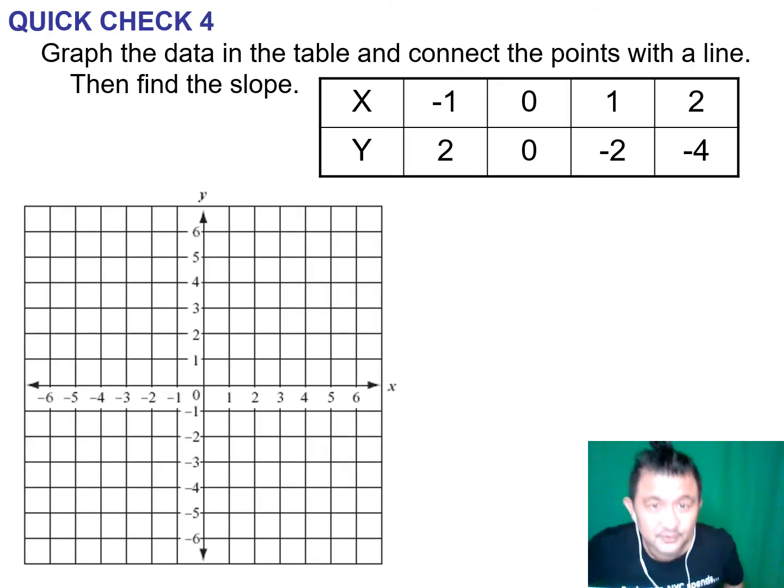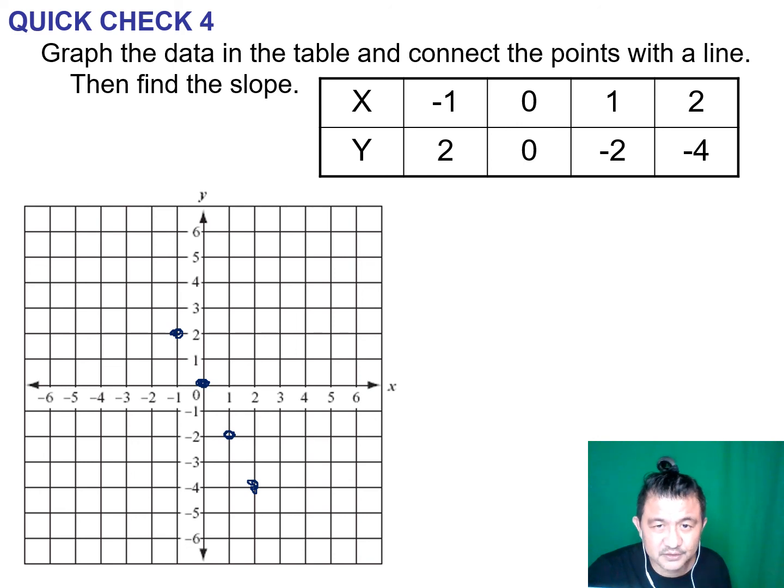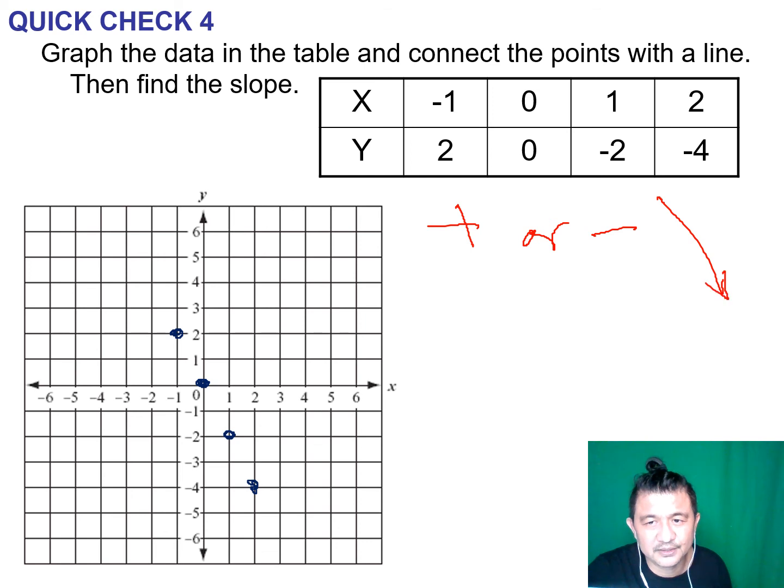Again, now find the data in the table and connect the points with a line. Okay, let's just plot the points and connect it. Negative 1, 2 is over here. 0, 0 is over there. 1, negative 2 is over here. 2, negative 4 is over there. All right? So you could use a formula or you could use inspection. What have you observed? Is it positive or negative? It goes that way. So what is it? It is a negative. Yes, so we are expecting a negative.